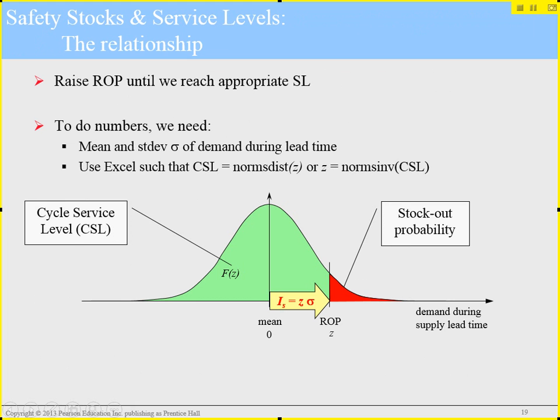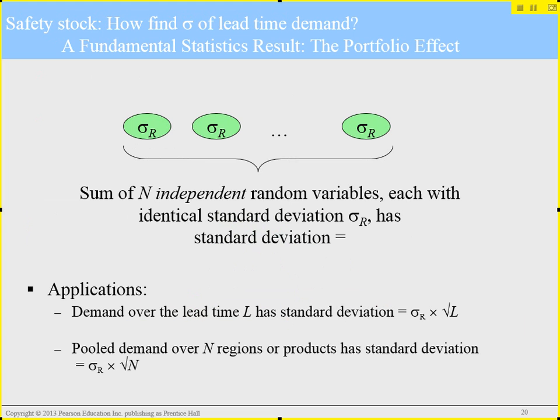Okay. All right. We raise the reorder point until we reach an appropriate service level. To do the numbers, because our reorder point has to have our safety stock and our average demand during lead time in it, right? And so basically when it says we raise that reorder point, what we're saying is we raise our safety stock because we're not changing our average demand during lead time, okay? And so we use that standard deviation of demand during lead time, and we can use our Excel sheet such that the customer service level is equal to the normal distribution of Z, or Z is equal to that norm's inventory number, right? So we have a couple of different approaches.